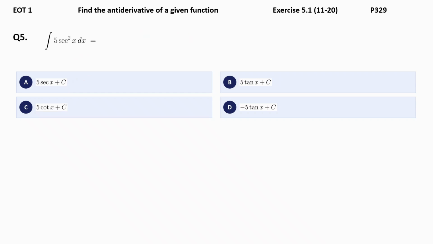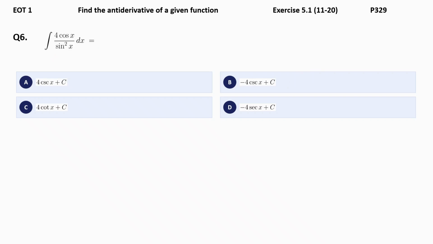Here we go with question number 5. When we look at the constant phi, it's a positive phi. Now what about integral sec square x dx? It is nothing but tan x. So the option B, phi tan x plus c, is the right answer.